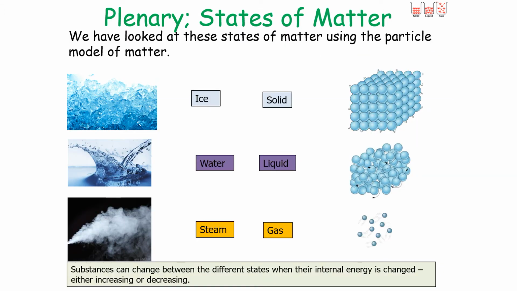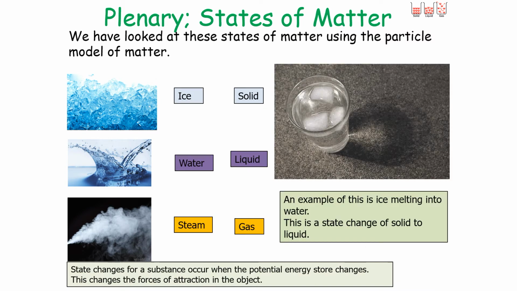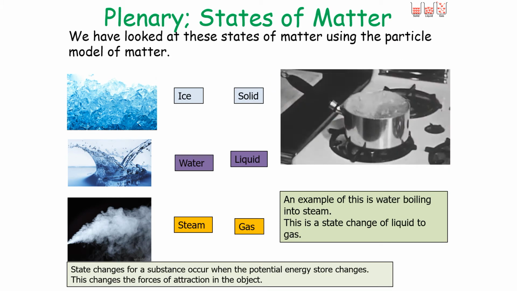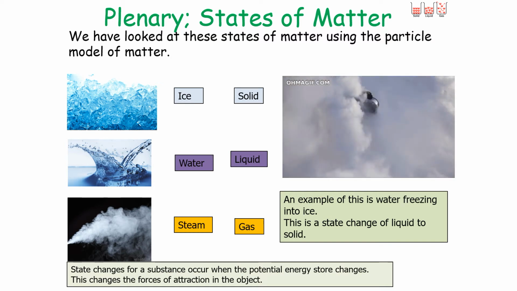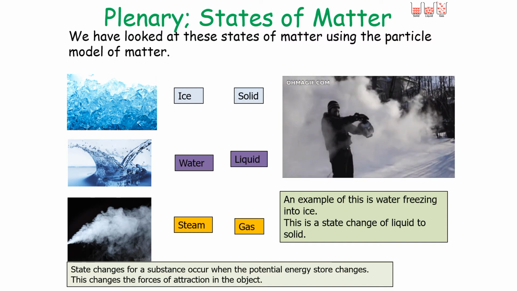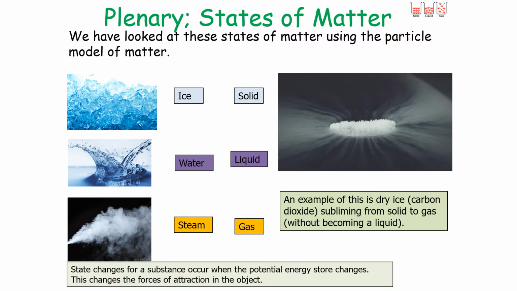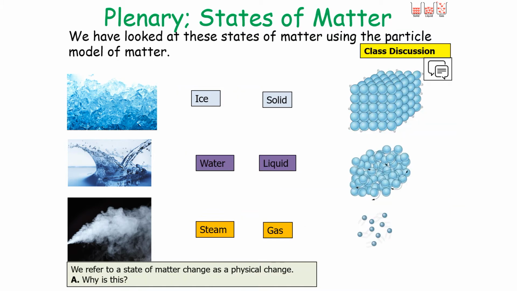If we consider the different states of matter, such as water, ice and steam, substances can change between the different states when their internal energy is changed, either increasing or decreasing. An example of this is ice melting into water, a state change of a solid to a liquid. Another example is water boiling into steam, a state change of a liquid to a gas. Water freezing into ice is a state change of liquid to solid. And an example of dry ice, carbon dioxide, subliming from solid to gas without becoming a liquid.